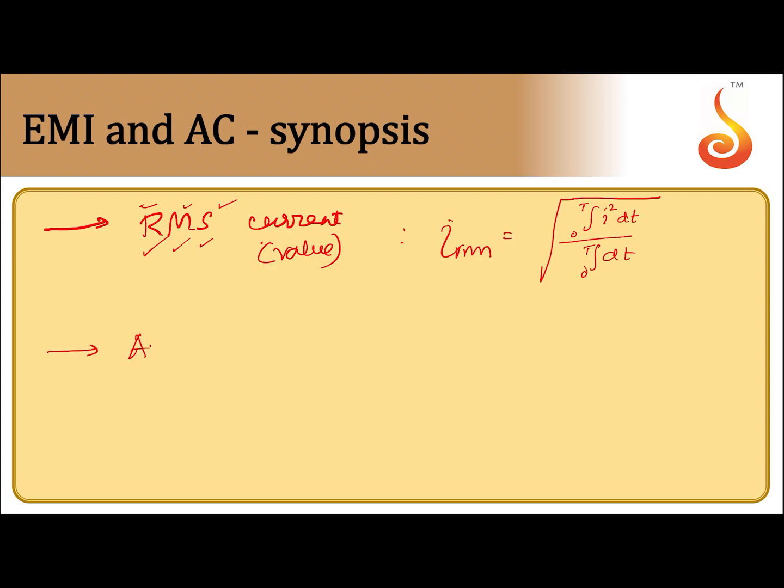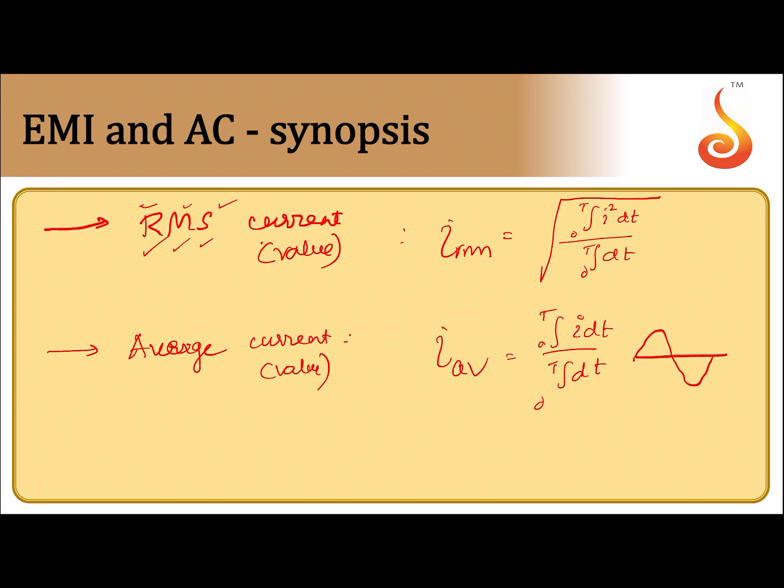One more quantity which is important for us is the average current, or average EMF, or average value of the EMF. This is given by I average, which is integral I dt divided by integral dt from 0 to T. But remember, if I consider an EMF of this kind, then the average over a full cycle turns out to be 0. Therefore, for most of our analysis, RMS current plays a very important role.